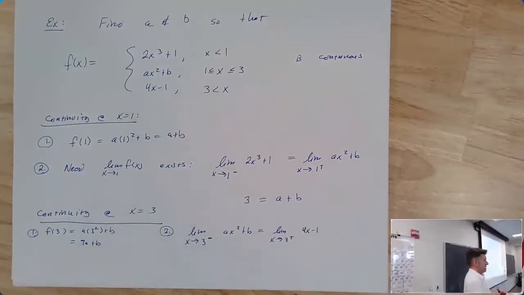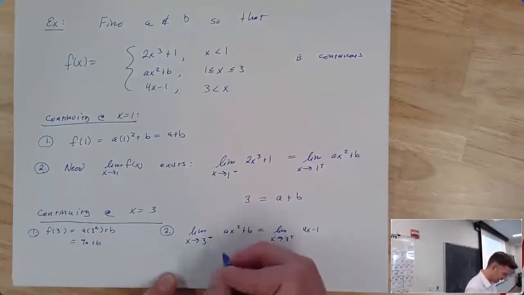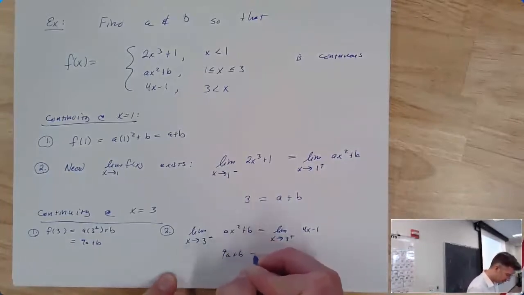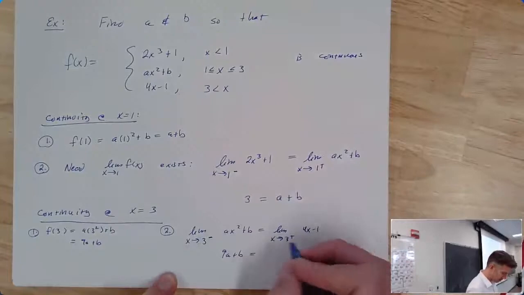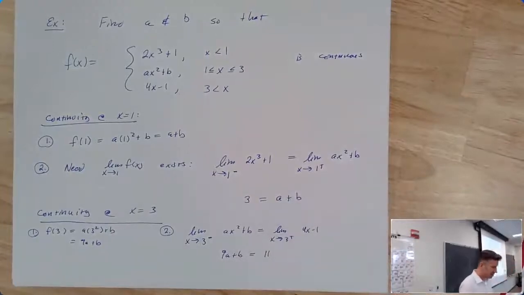Again, taking these limits isn't terrible. We're just plugging in x. And again, whenever you're finding a limit, that's usually the first thing you want to try. Can I just plug in what x is approaching? So plugging in x equal to 3, I'm going to get 9a plus b equal to 4 times 3 minus 1, which is 11.